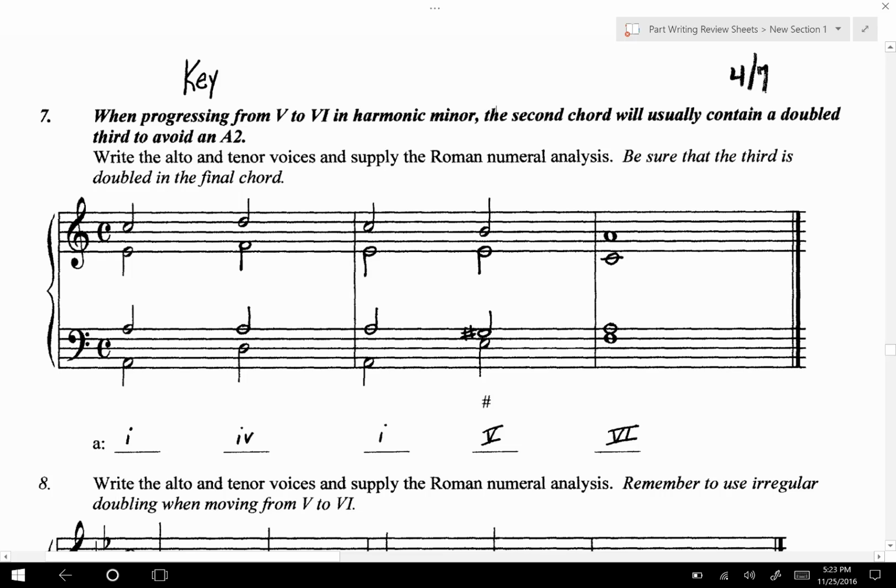So, A minor. A, C, E is the minor 1 chord. D, F, A is the minor 4 chord. Back to the minor 1 chord. Looks like we have a major 5 because it's harmonic minor. The sharp here in the figured bass tells us to raise the third. That indicates that we're using harmonic minor. To the major 6 chord. Remember, the 6 chord is major in a minor key.